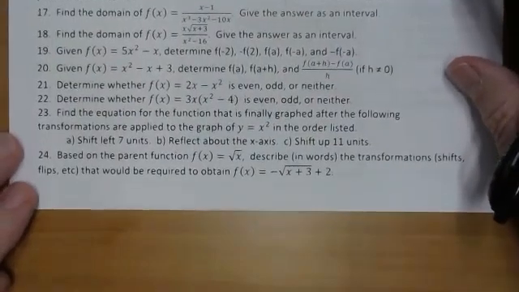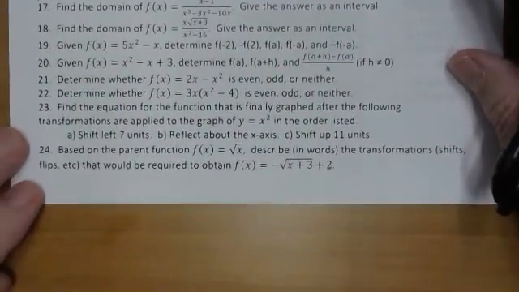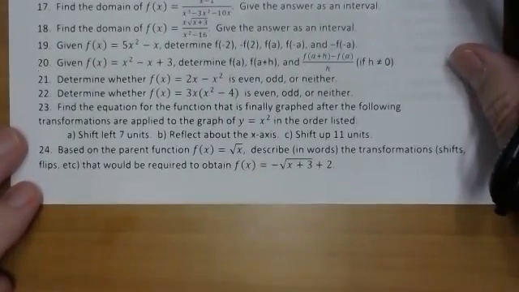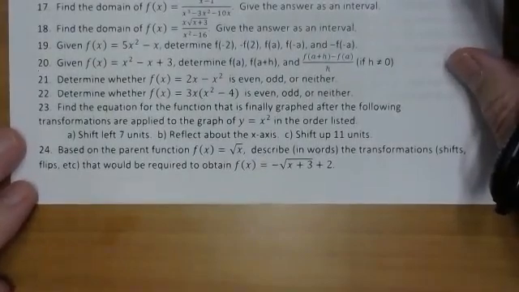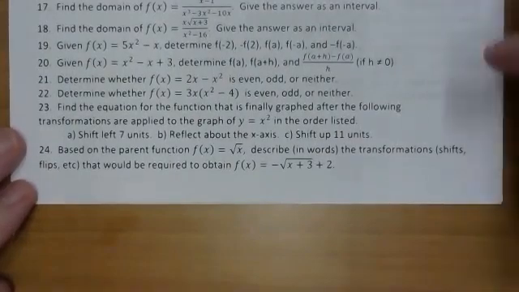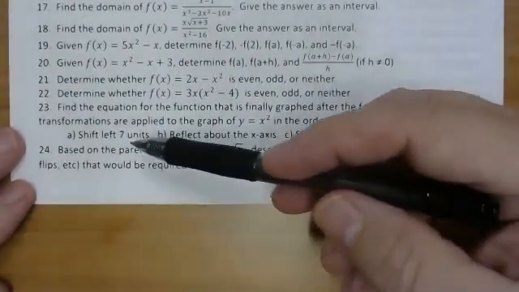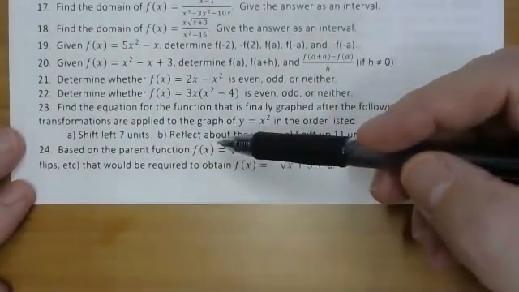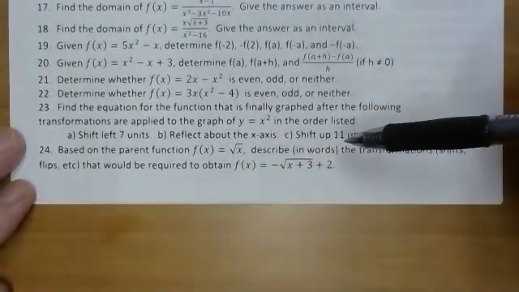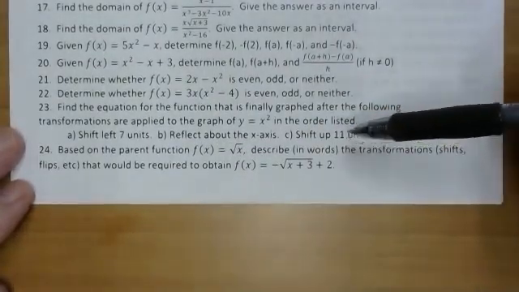All right, transformations. Find the equation for a function that is finally graphed after the following transformations are applied to the graph of the parent function. We're going to shift it left 7 units, reflect about the x-axis, and shift up 11 units.